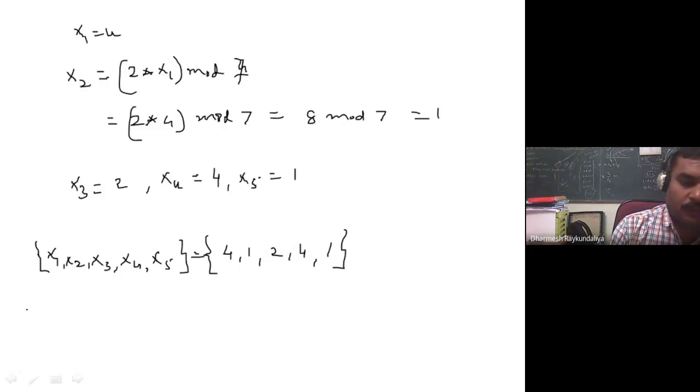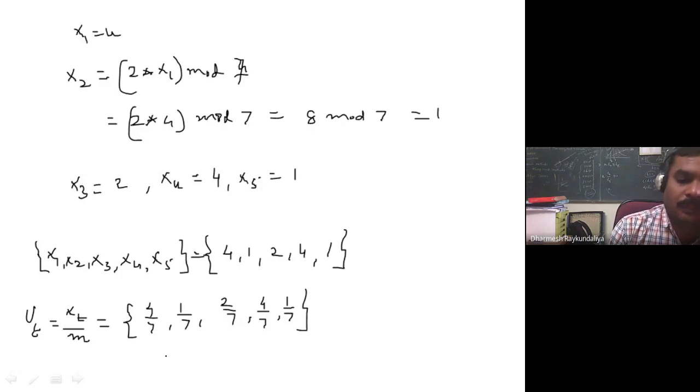So what is the output? ut is equal to xt upon m. So the answer is 4 by 7. It should be a fraction value: 4 by 7, 1 by 7, 2 by 7, 4 by 7, 1 by 7. You can see that it has started repeating: 4 by 7, 1 by 7, 2 by 7. So after 3 steps, it has started repeating the same sequence. So we can say that the period is 3.